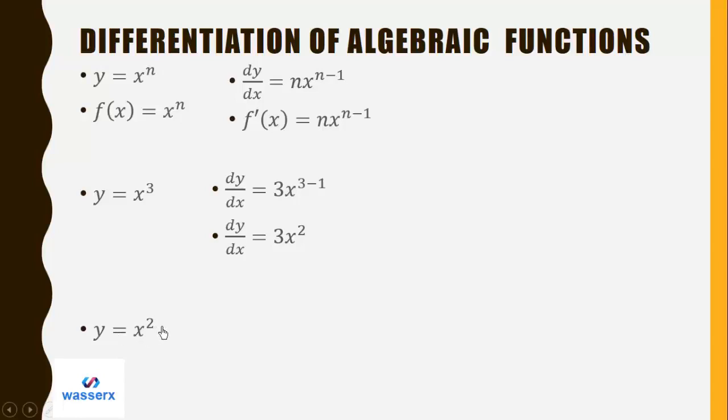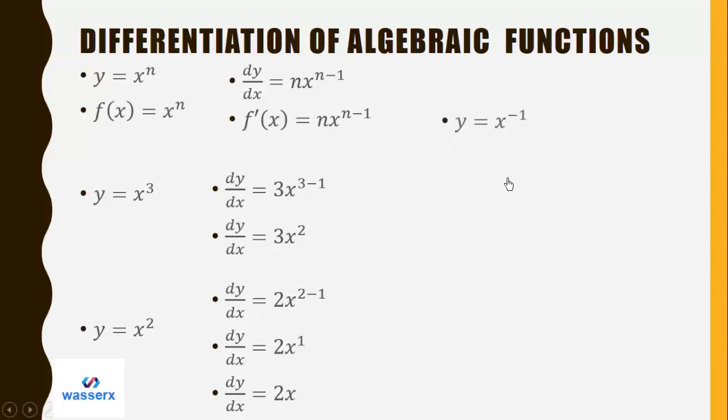If you have y equals x squared, the same thing, use 2 to multiply the whole thing and subtract 1. So you are going to get 2x to the power 1, then this will give us 2x. Always remember to simplify the result. Then if you have y equals x to the power negative 1, the dy/dx will be equal to negative 1 multiplying the whole thing, then subtract 1 from the exponent. So this will give us negative 1 times x to the power negative 2. Then simplify the result to obtain negative 1 over x squared using the laws of indices.